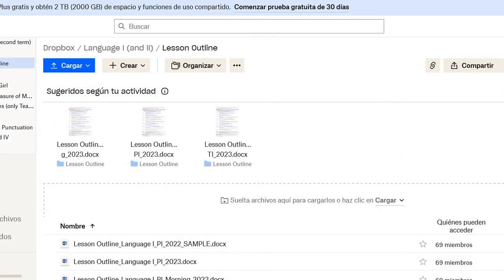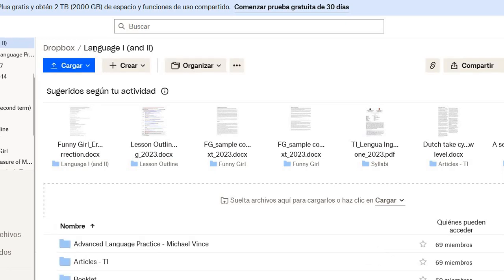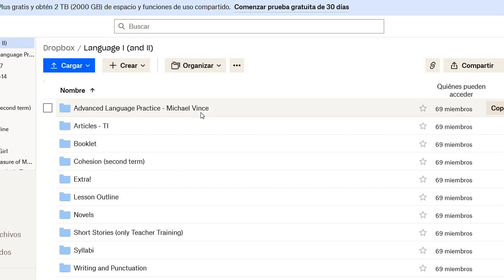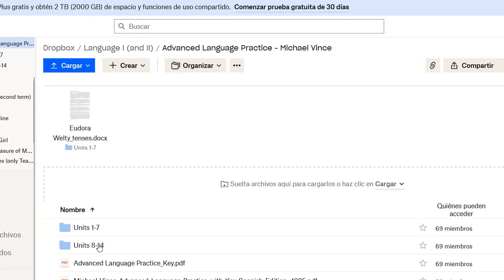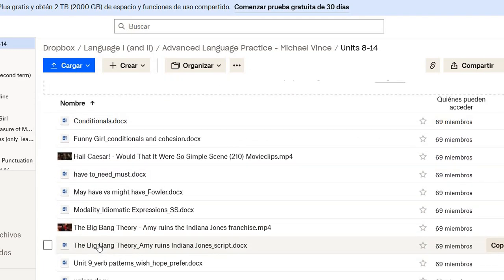So let me take you to the lesson outline. I want to take you to Dropbox, and remember that I told you that what you get here is the title Language 1 and 2, because actually the second part of your term is going to be Language 2. From Advanced Language Practice, we're going to focus on Units 8 to 14. And you will find here lots of stuff, right? I will guide you to what you need to do, right? For now, don't do anything.